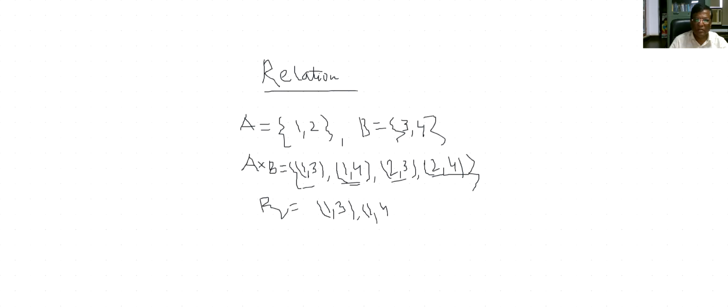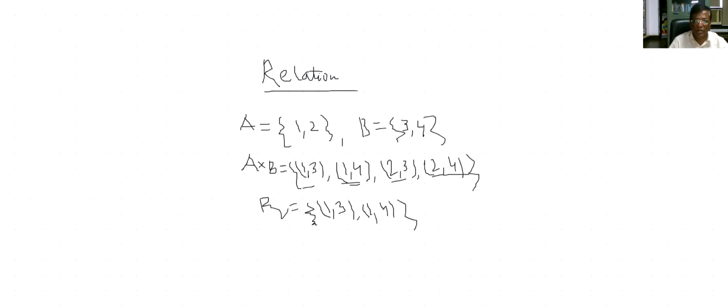So this is the dashboard of Zoom, and there is some technical issue to write clearly. Anyway, the motto is to explain and your motto is to understand what I am trying to say. So you see here, R is equal to {(1, 3), (1, 4)}.